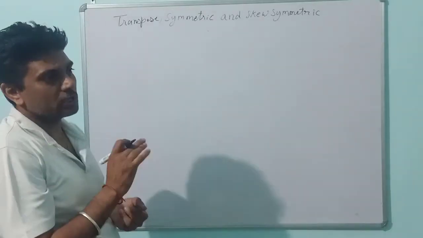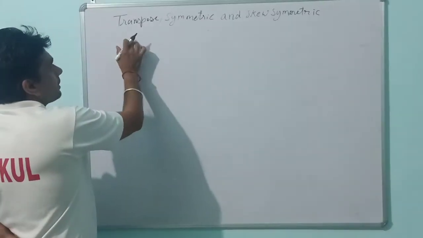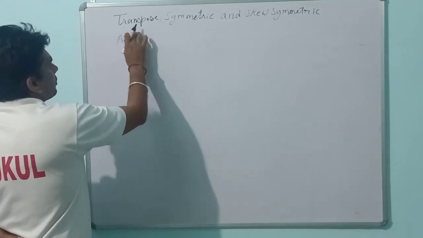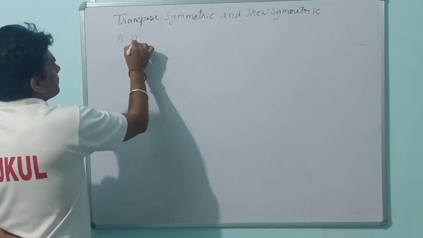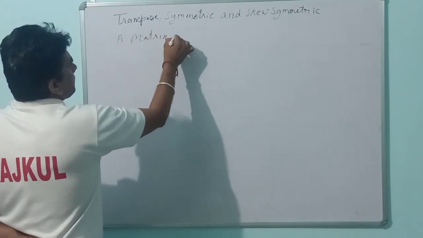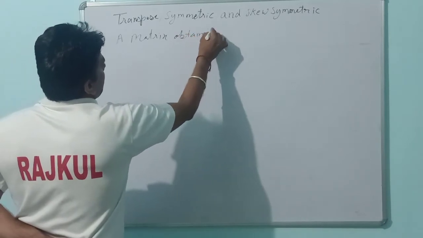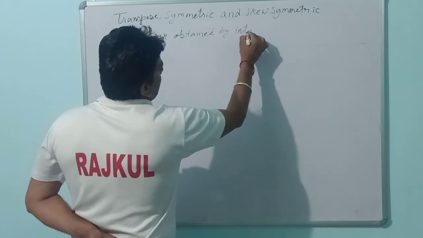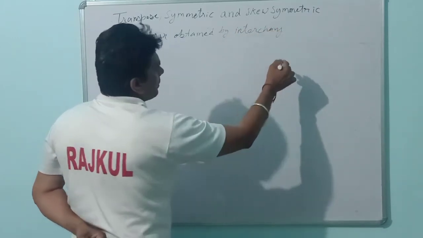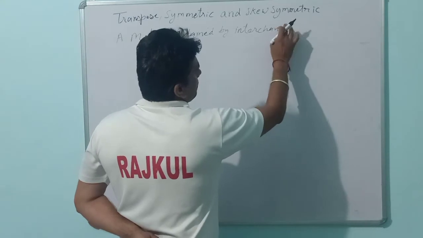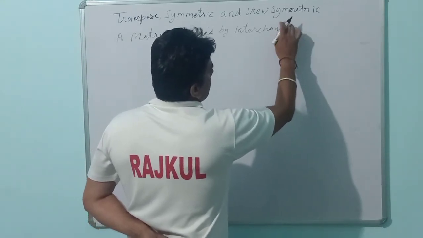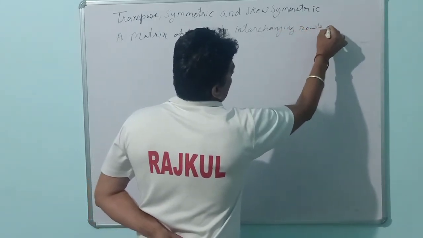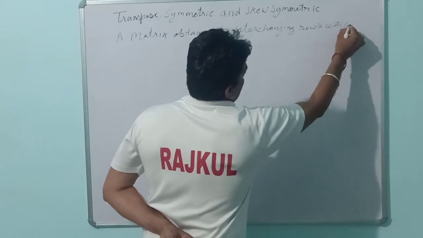करते हैं ट्रांसपोज की। ट्रांसपोज है क्या? एक मैट्रिक्स और एक ट्रांसपोज मैट्रिक्स, और A मैट्रिक्स obtained by interchanging rows with column.